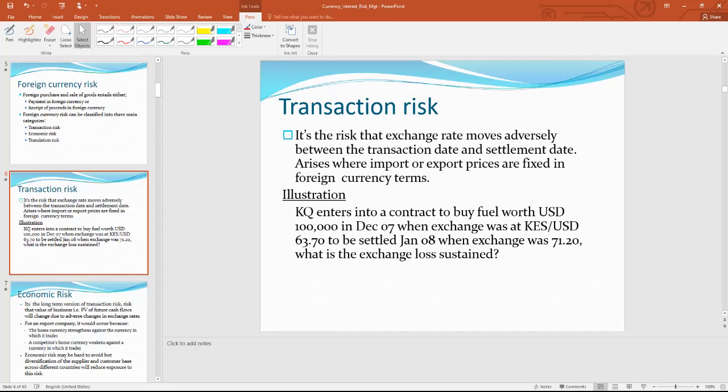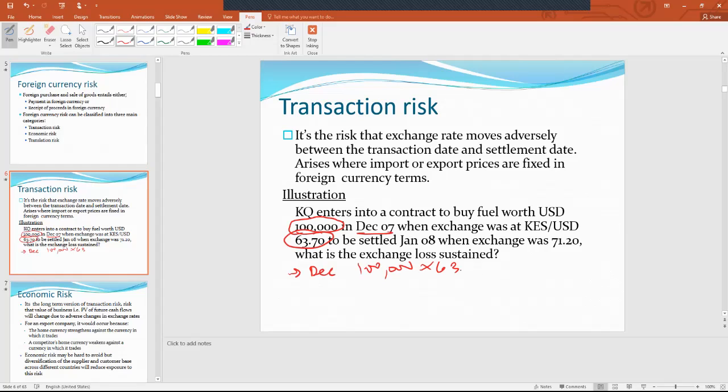So, for example, let's use KQ. At the point of the transaction, the amount KQ is meant to pay in Kenya shillings is equal to $100,000, as per the day of transaction. At that point in time, the spot rate was 63.7. Therefore, the payment in shillings as per the month of December was 100,000 multiplied by 63.7. Here we multiply because you're converting from dollars to shillings, from the stronger to the weaker currency. Therefore, 6.37 million.